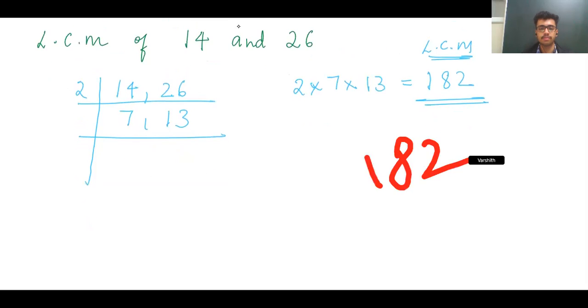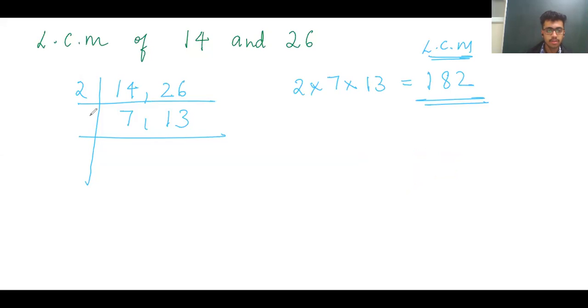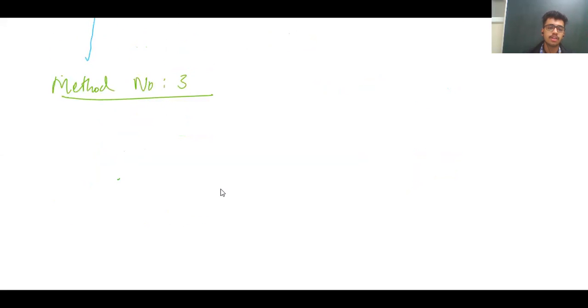Understood LCM? Yes, sir. Yeah. So now we'll go to another method for finding out the LCM, called the prime factorization method. So method number 3. Just know how to do this method. I think you will find method number 2 itself as the easiest. Okay. So prime factorization.